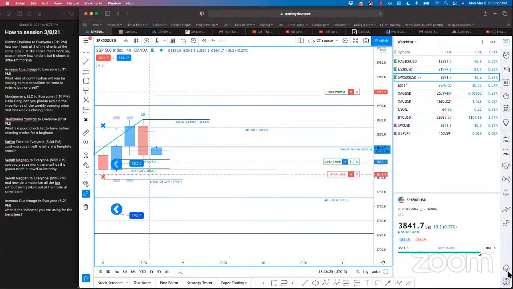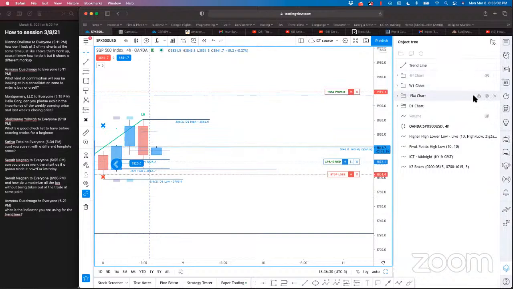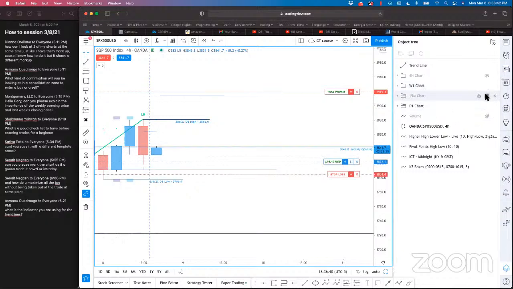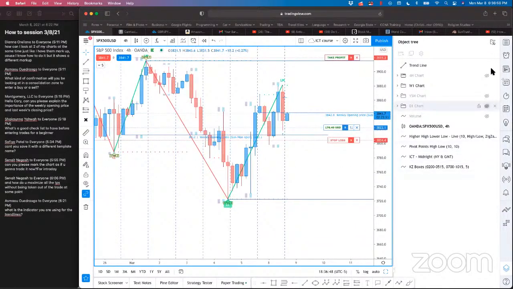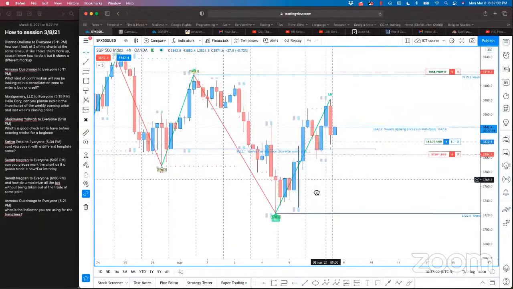So if we look at this, right, we don't need the 4-hour, we don't need the 15-minute, and we don't need, okay. So let's go back and look at some things, right? What is this? Trend line, we don't need you either. Let's go back and look at some things.